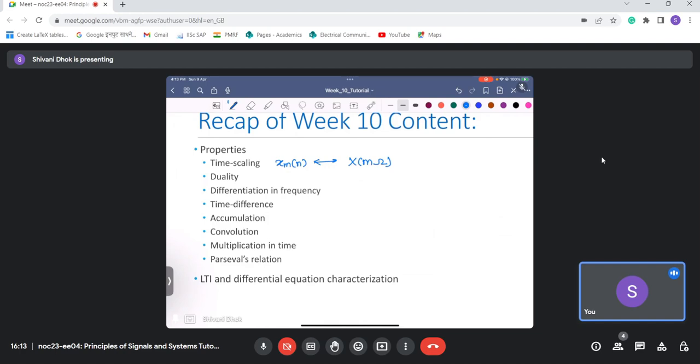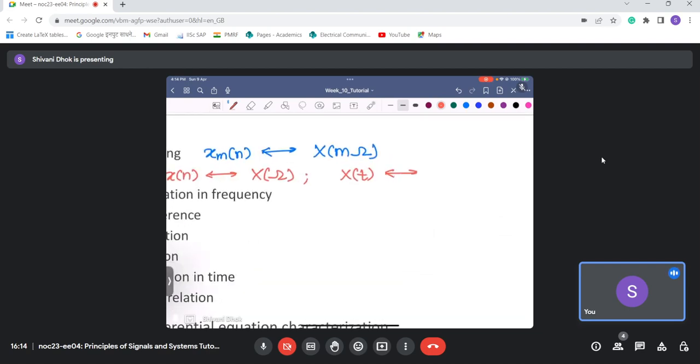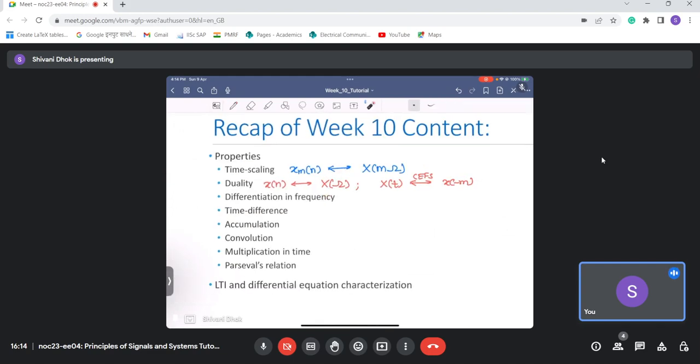The next thing that we have here is the duality property. This duality property says that if x[n] has a DTFT X(omega), then X(t) will have continuous exponential Fourier series, that is CEFS, coefficients x of minus n. Note that here X(omega) is basically a continuous signal, since omega is a continuous variable, and it is also periodic, so a dual can be found with the help of the continuous exponential Fourier series. So x[n] to X(omega) is a DTFT, and if I have x(t), then its continuous exponential Fourier series coefficient, its nth coefficient, will be given as x of minus n.